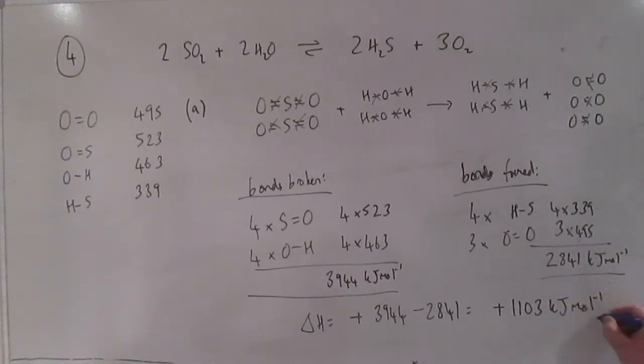You shouldn't really just write 1103. You might get away with it, and they'll assume you mean plus, but really delta H should always have an explicit sign, positive or negative. So plus 1103 kilojoules per mole.